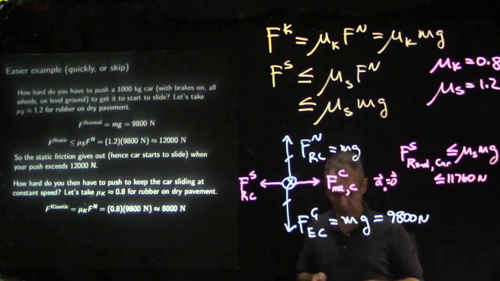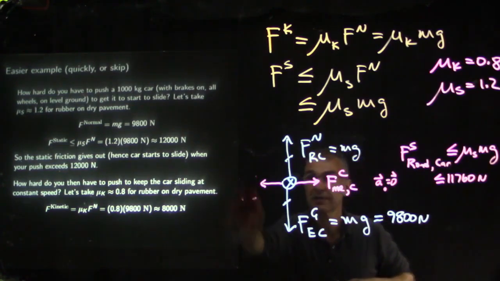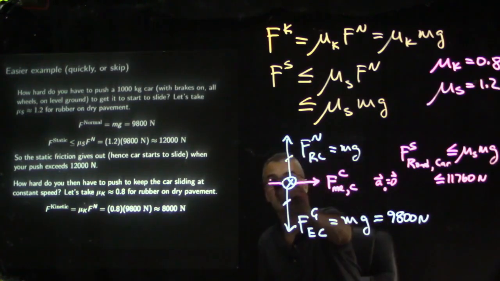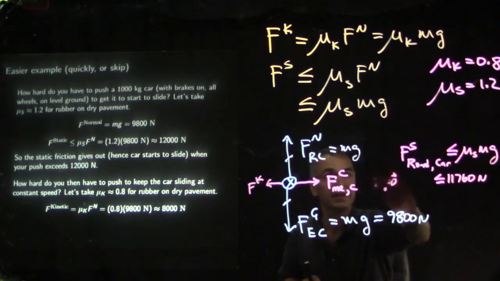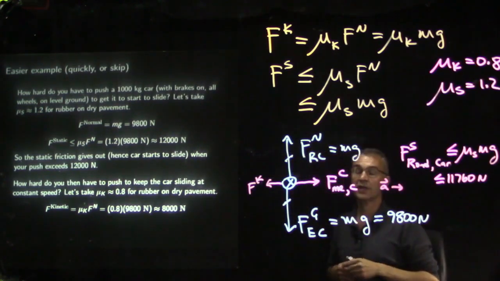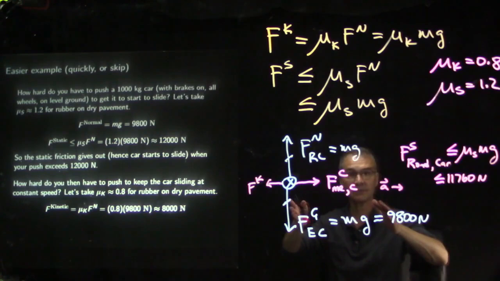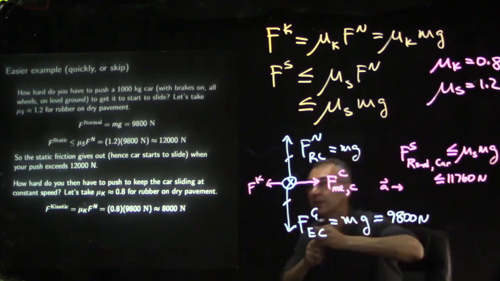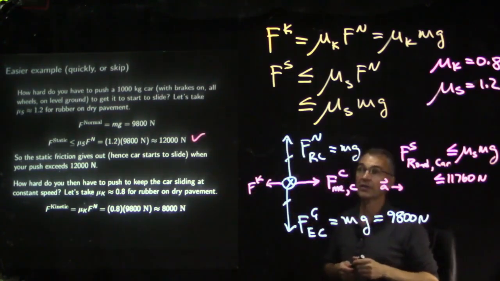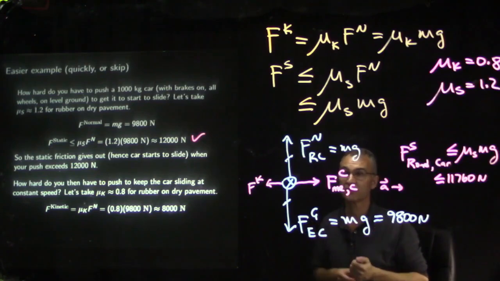It can't hold anymore, and the car will start to accelerate forward, and instead we'll get kinetic friction. So then the car will be actually accelerating this way. So if I'm pushing with a force less than 12,000 newtons, the car will just stay put. Once my push reaches 12,000 newtons, the car will start to slide because static friction can't hold on anymore. So 12,000 newtons is how hard I have to push to get the car starting to slide. That breaks the static friction.